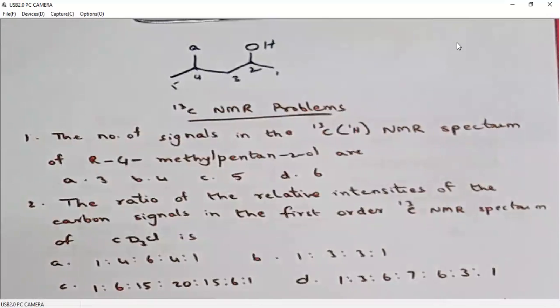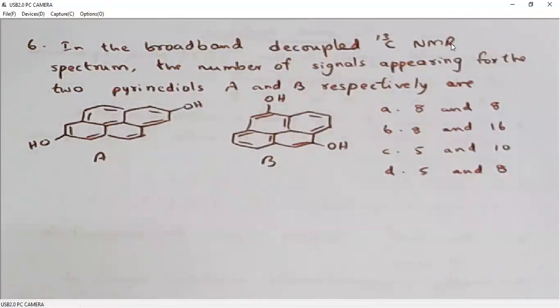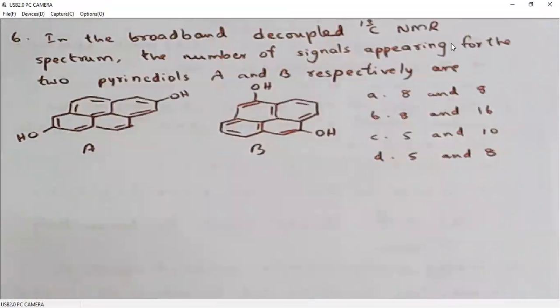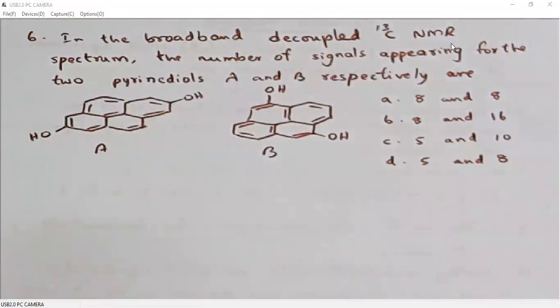Now you quickly recall the intensities of CDCl3. How many carbon signals do we expect for these 2 compounds? Look at these 2 compounds and give the number of signals.